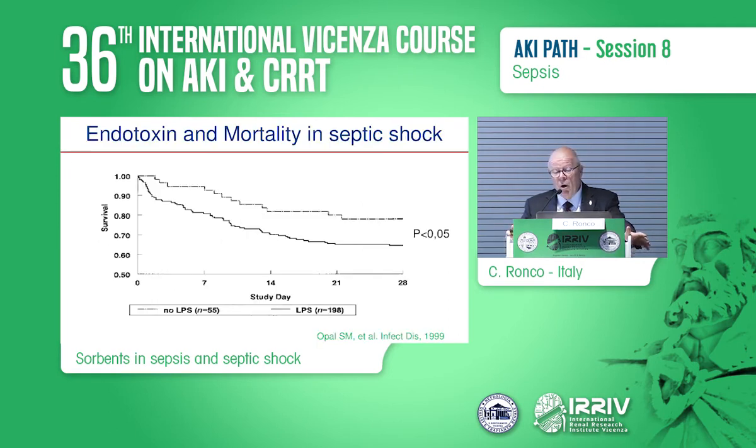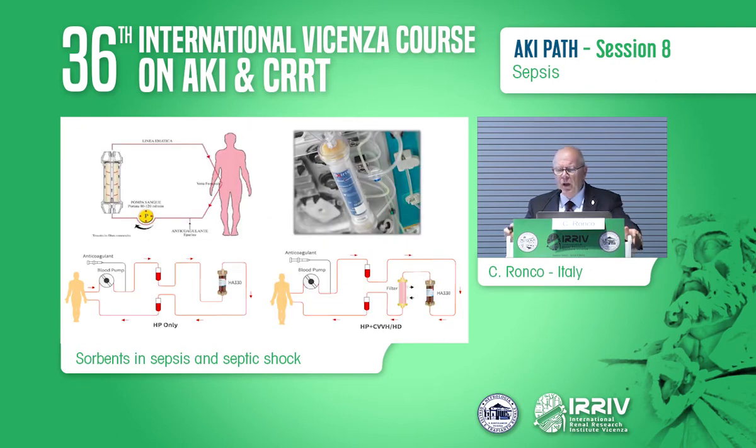We definitely know that endotoxin and mortality are interconnected, and if you have a high endotoxin level in blood, mortality is generally higher in septic patients. We also know today that we have devices, as Thomas has presented, that through a hemoperfusion mechanism, associated with CRRT or not, can actually provide absorption and removal of endotoxin.